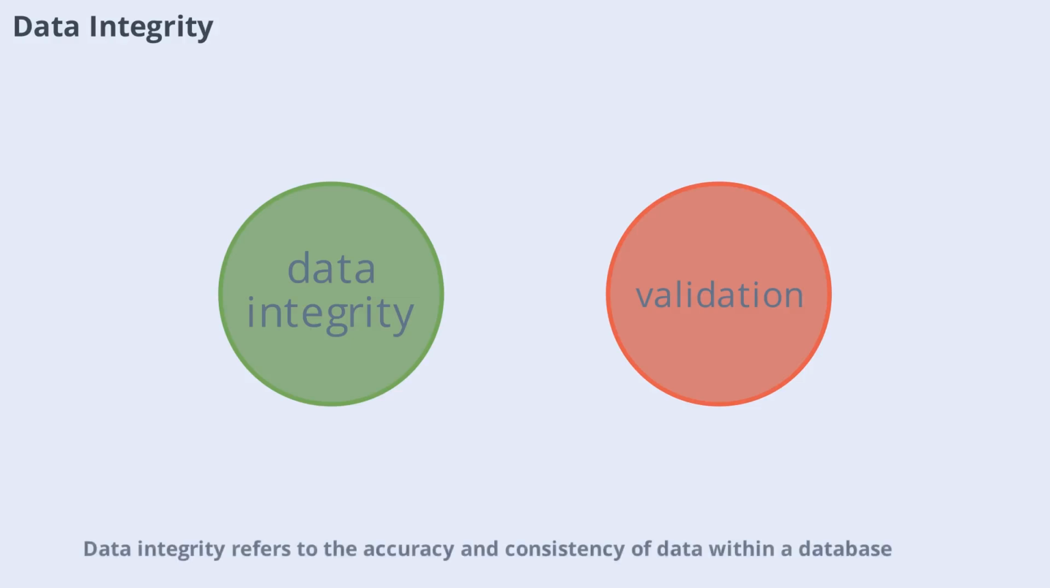Data integrity refers to the accuracy and consistency of data within a database. It's maintained through rules, constraints, and validation checks. For example, a constraint might ensure that email addresses are unique or that a date of birth is in the past. Maintaining data integrity is crucial for reliable and trustworthy information.